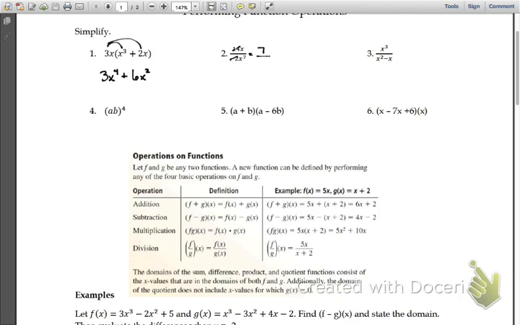Now, from what we already know, what if I have x on top and I have x to the 7th on bottom, how many x's do I have left over? 6. Where are those 6 at? On the bottom side. So I'm left with 7 over x to the 6th power.